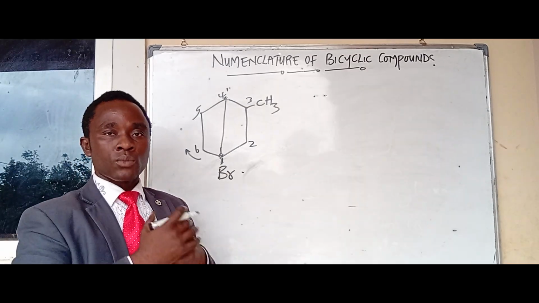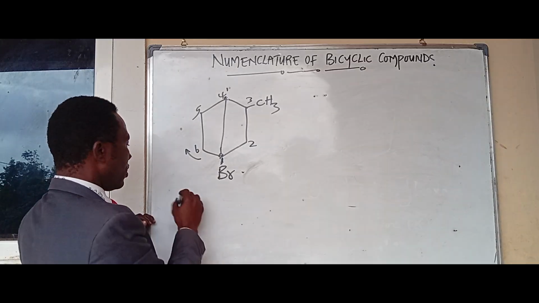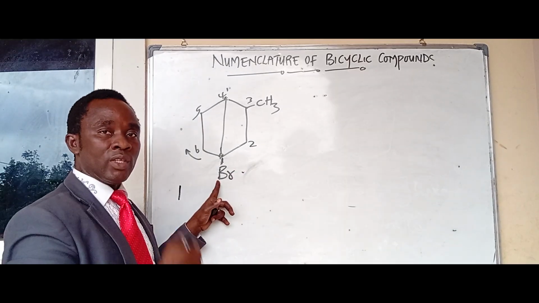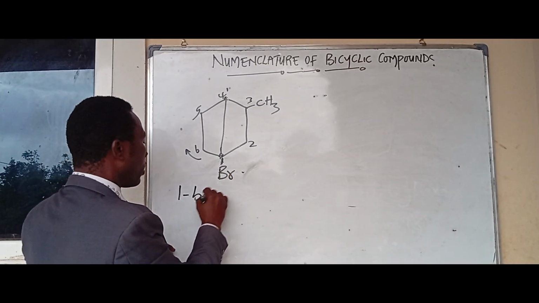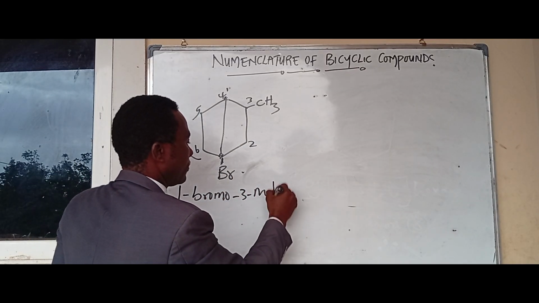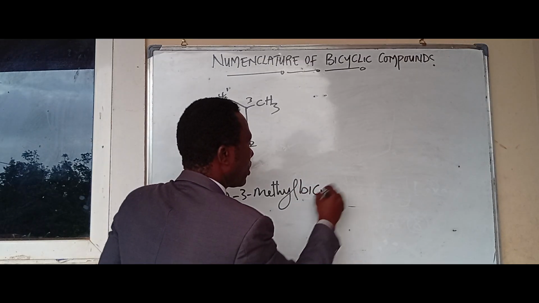What will be the name of this bicyclic compound? You start the nomenclature with the substituent. Now, the substituent here is bromo. Here is methyl. But you need to name B before M. So this is 1 bromo. Here is 3 methyl.